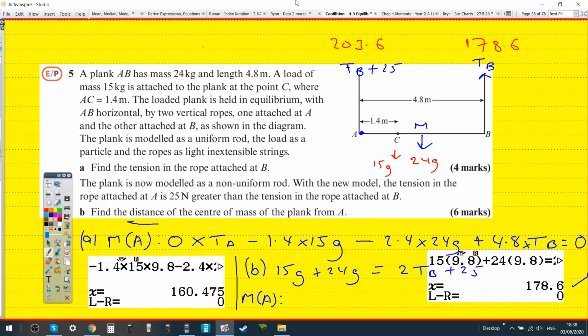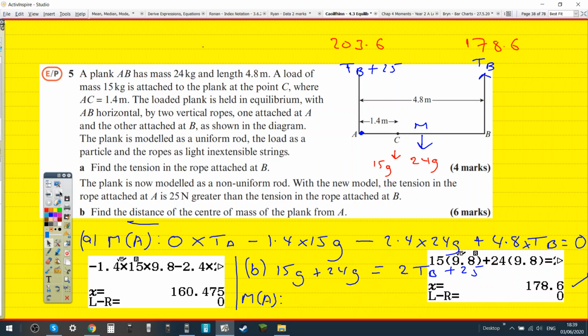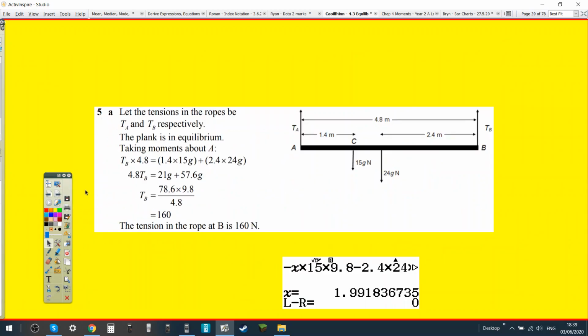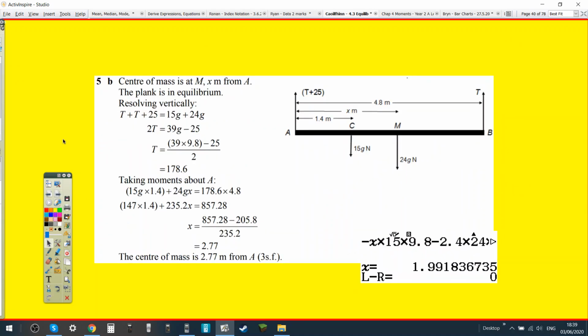1.99. Okay, so that's the distance from A. They said find the distance of the mass of the plank from A. 1.99. So it looks like the new C place is at 1.99. Let's check it. So that's part A. 2.77.